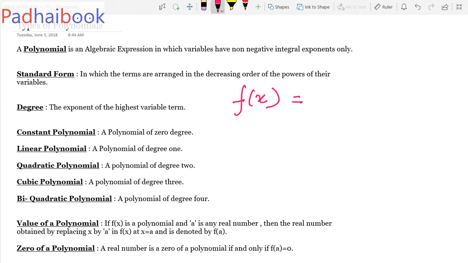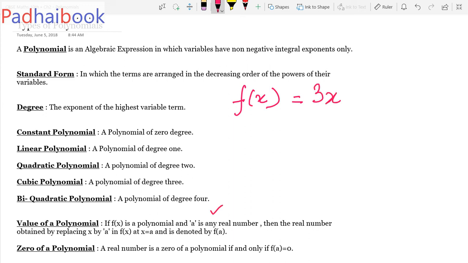So what we do is, suppose f of x is a polynomial and a is any real number, then the real number obtained by replacing x by a, at x is equal to a, is denoted by f of a. So what we do is we replace x with a. That is called the value of the polynomial. Let's understand this concept. As you can see on the screen, I don't have to write this again. We'll understand this concept with an example.